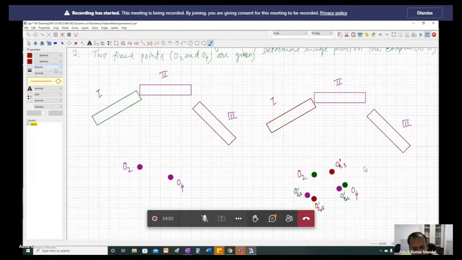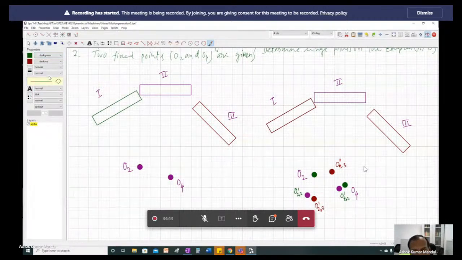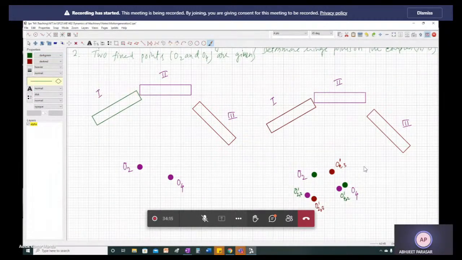What we will do now, Sir, after O2 getting? Sir, O2 must be the point near to coupler 3, na sir? Yes. No, no, no. What are you saying? O2 must be the point near to coupler 3. Yes, sir. In third case. No, because we are actually copying.